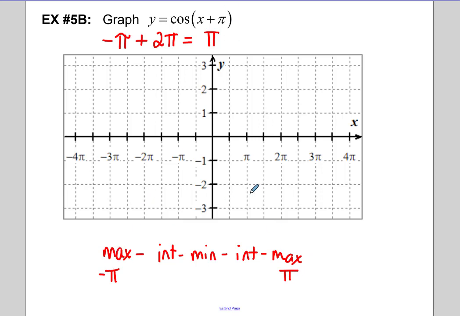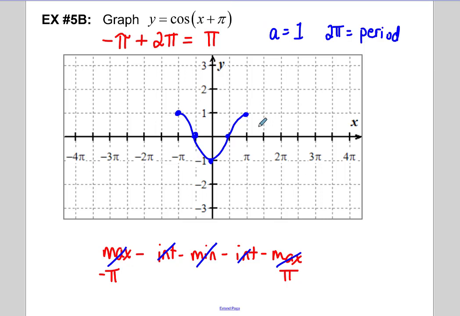So what will that look like? A maximum at negative pi, where the amplitude is 1 and the period is 2 pi. So we're going to start at a max and stop at a max. And in the middle is a minimum. In the first half, there's an intercept. In the second half, there's an intercept. And this is our first cycle. It's not a V, it's a curve. So that's the first cycle.